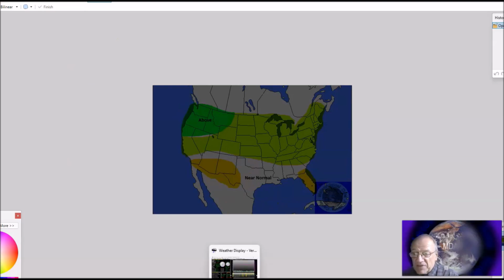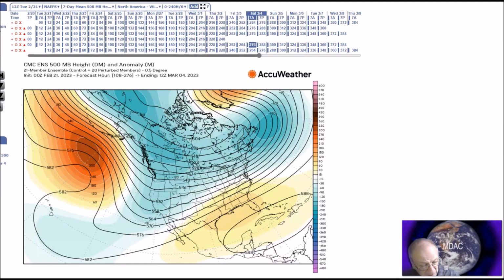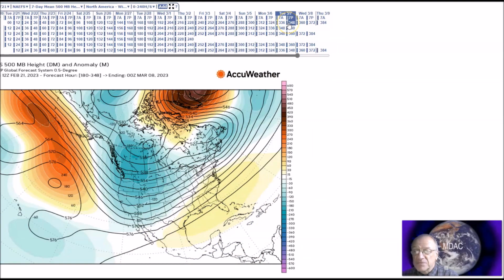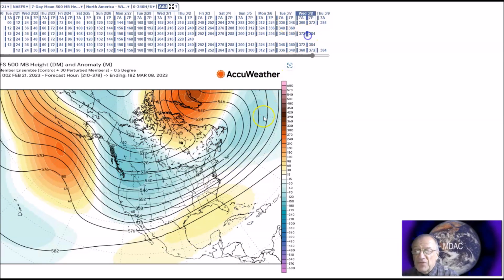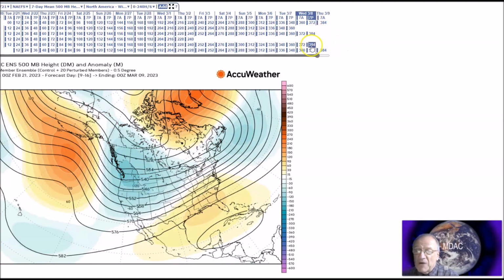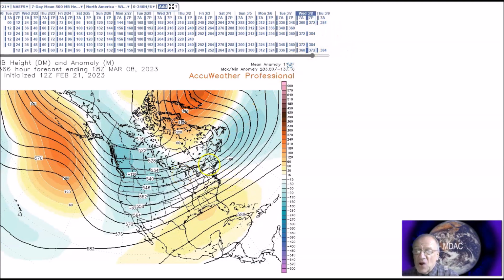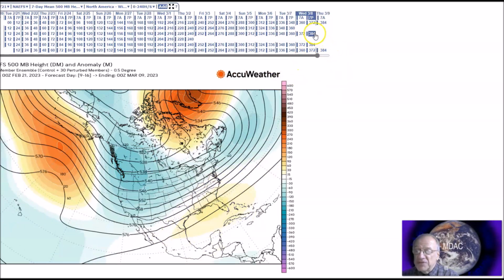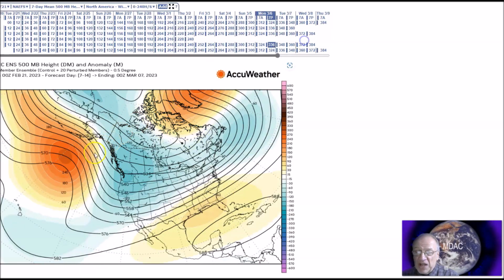Now looking at the period for March 6th to the 10th. Still have a zonal flow. However, our ridge becomes weaker. We suppress more to the south. Zonal flow, but now we have above normal heights covering much of the northern and central states and the west, something like this.